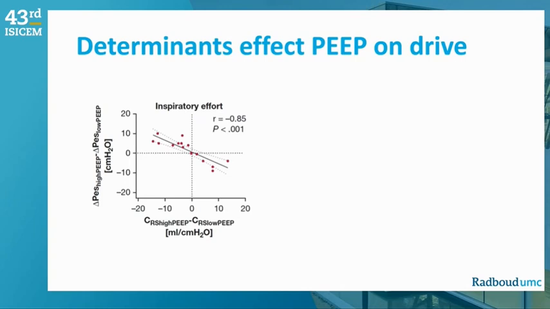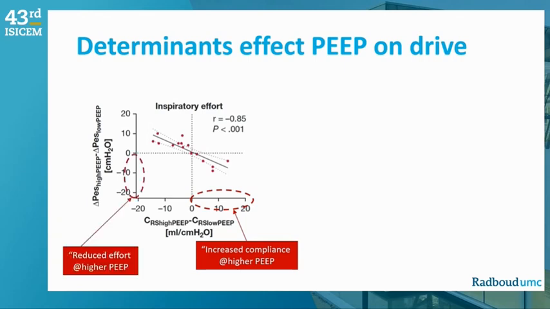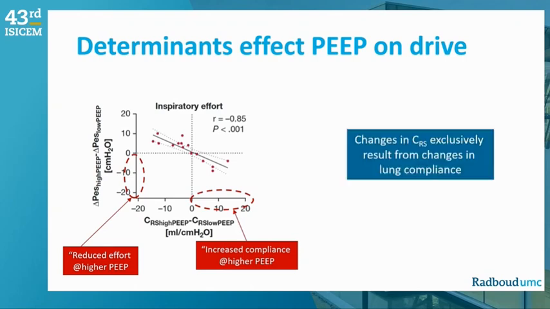And this is a quite complicated figure, but I'll get you through. So right here, it shows the change in respiratory compliance with increasing PEEP. So these are the patients with increased compliance at higher level of PEEP, and right here, this means reduced effort at higher PEEP. So if with higher PEEP compliance increases, effort will go down. And these changes in respiratory compliance exclusively result from the changes in lung compliance.